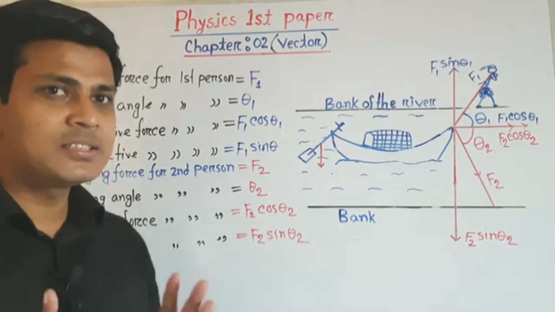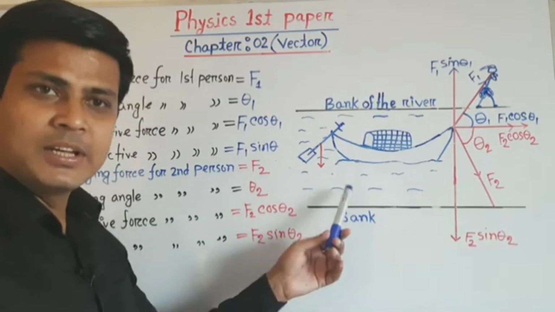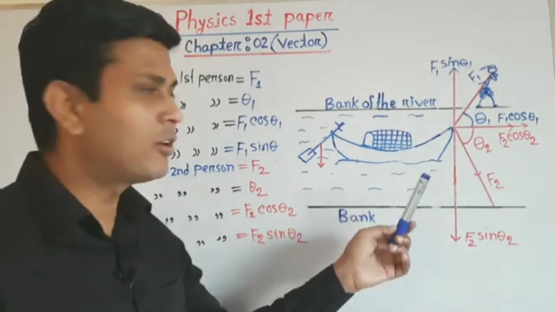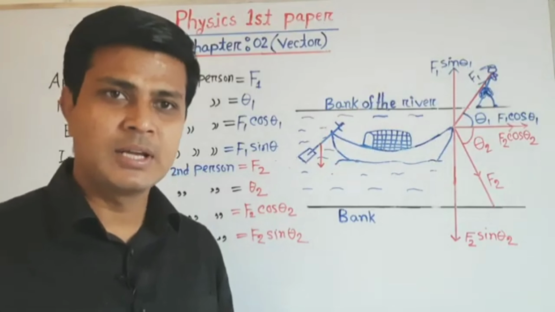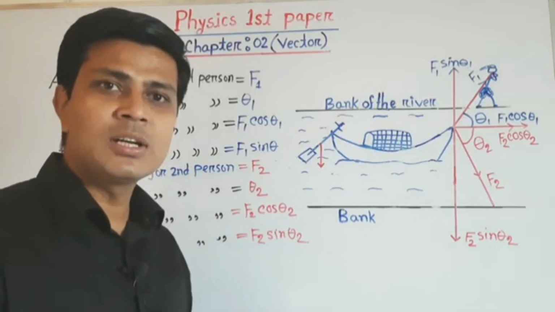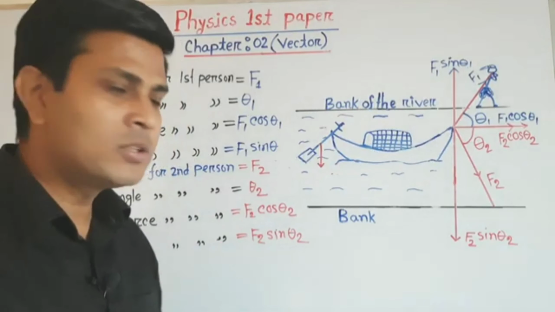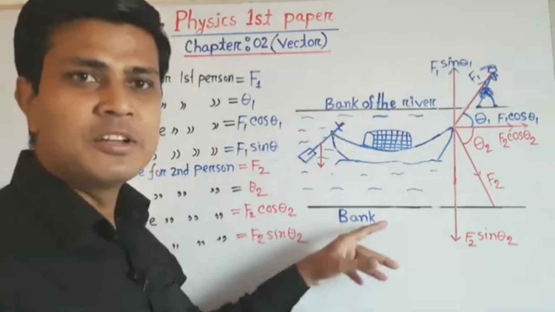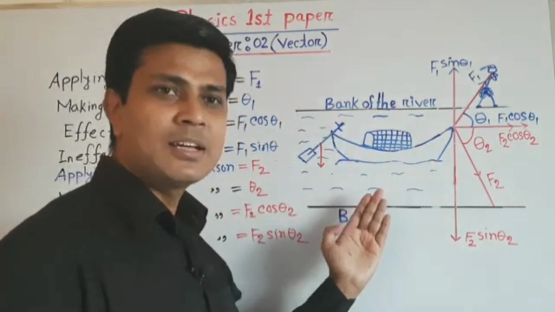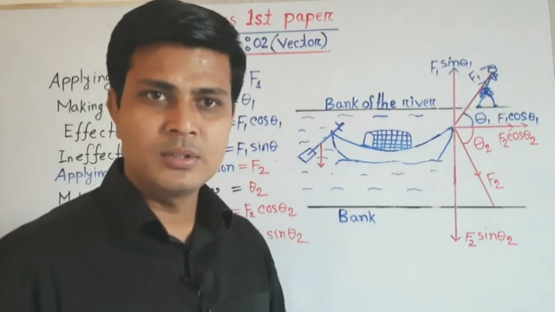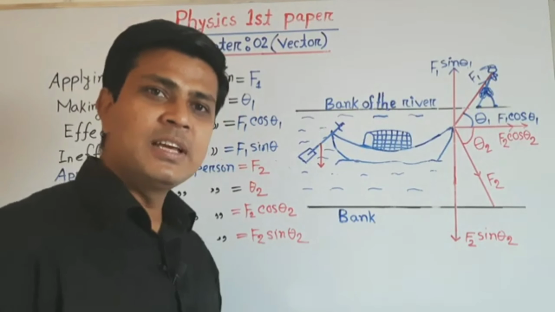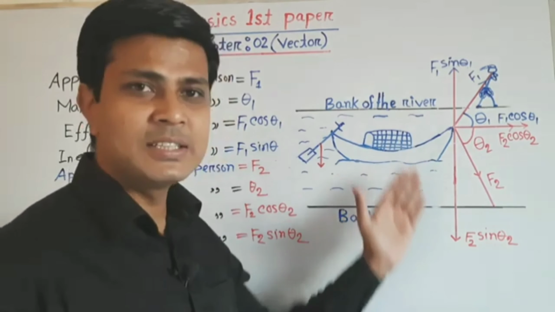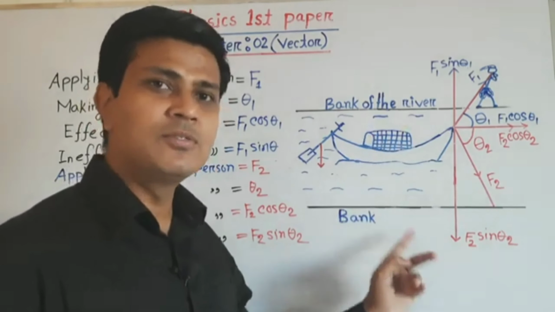Let's consider another situation. Look at the figure. In that figure you can see two persons pulling the boat from the two opposite banks of the river. Actually that situation does not occur in reality, because if two persons sitting on opposite banks of the river pull the boat, then another boat of the river cannot move. But in physics we can explain the towing of the boat if two persons are sitting on two opposite banks of the river.